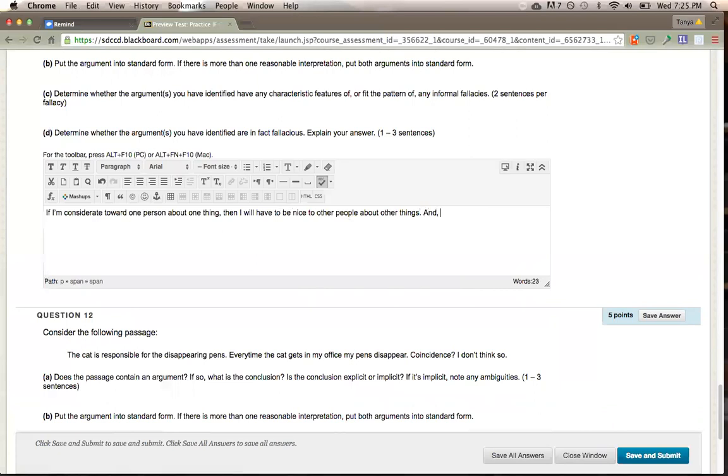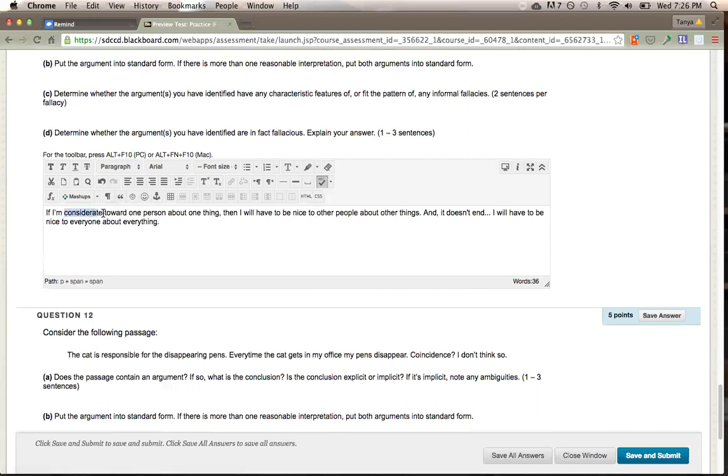And it doesn't end, which means I will have to be nice to everyone about everything or something like that. That's what's suggested by where does it end? It doesn't end. What does that mean? I'll have to be nice to everyone about everything. So far, we've just captured what's been said. So if I'm considerate toward one person about one thing, then I'll have to be nice.